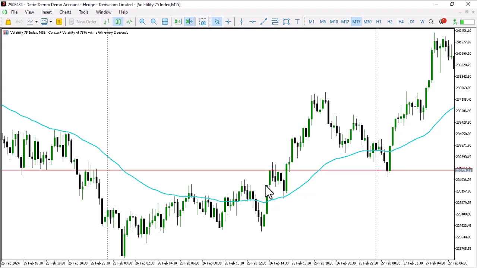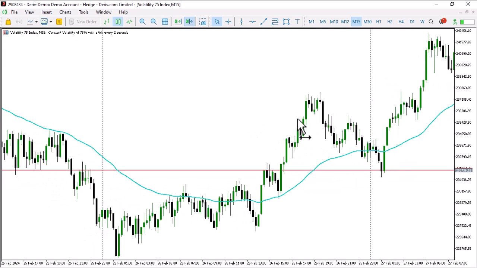And where is your stop loss going to be? Your stop loss is going to be situated at an area that is going to be integrating what we are seeing on the market structure of that particular pair. So this is V75. Let's see what it does, right?